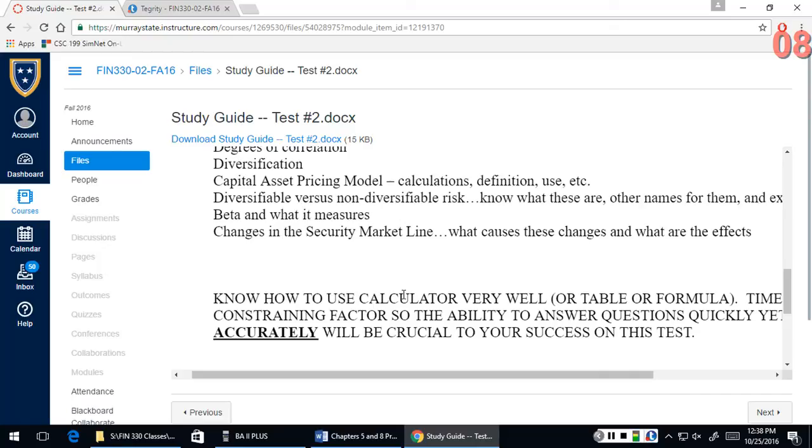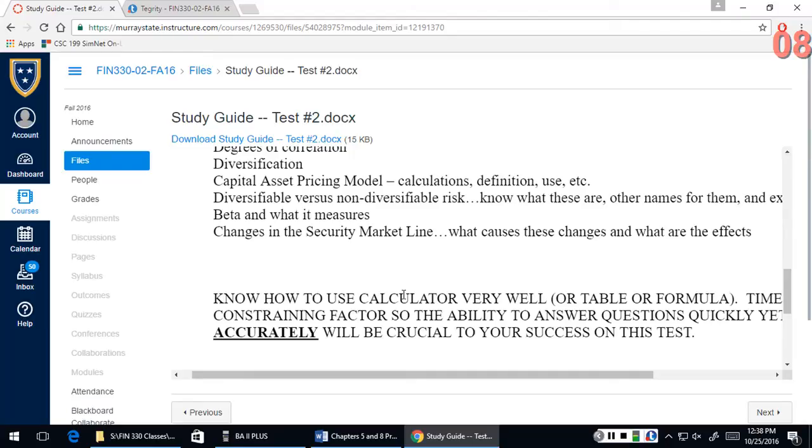Now, let me say something about the test. In the chapter, I tend to focus pretty heavily on the calculations, but on the test, it's pretty evenly distributed between definitions and theory type questions and calculations. As a matter of fact, it's probably 40% calculations, maybe 45%, and the remainder definitions and theory type questions.